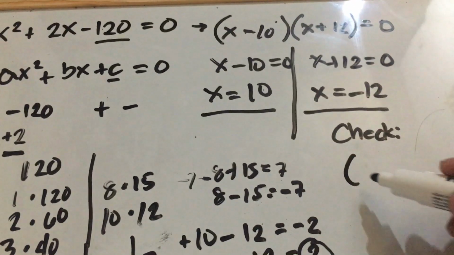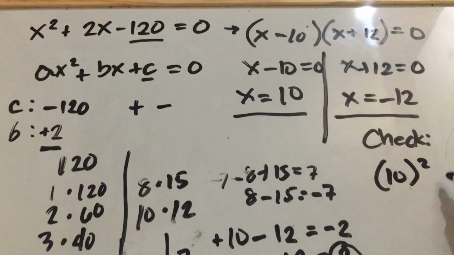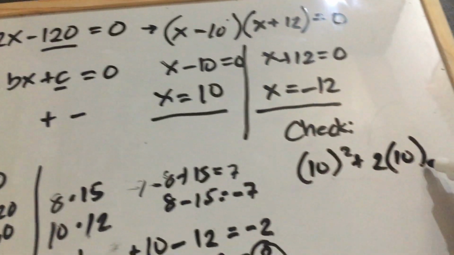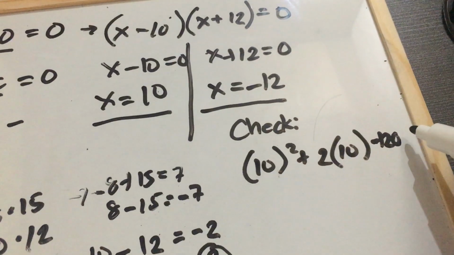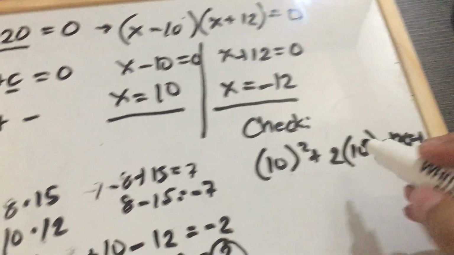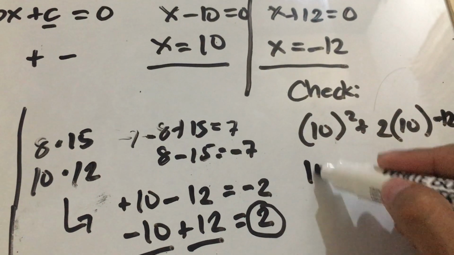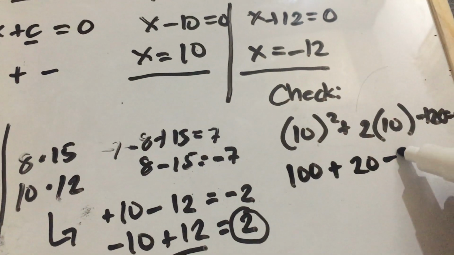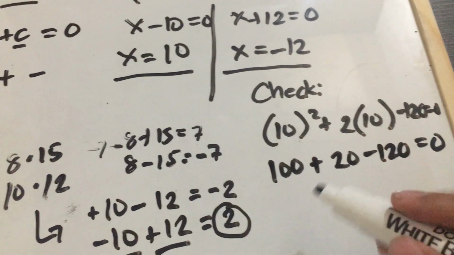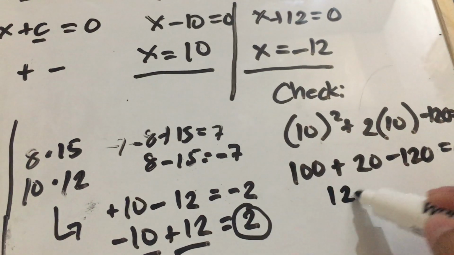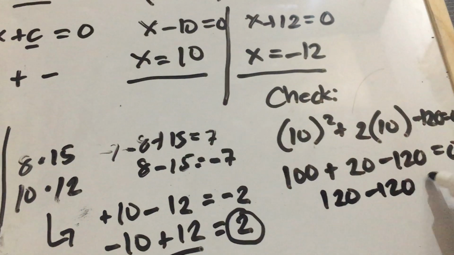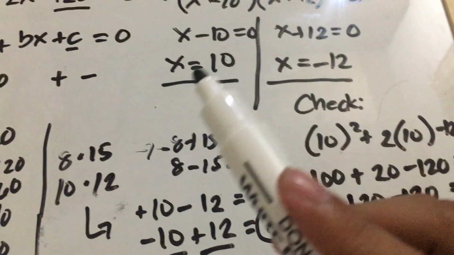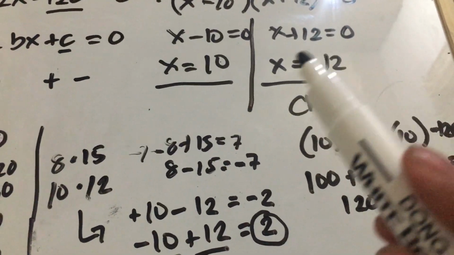Okay, so from x squared, so that is 10 squared plus 2x, so ang x na to kay 10, minus 120 equals to 0. Okay, sorry. So what is 10 squared? 10 squared is 100. 2 times 10, that is 20. Minus 120 equals 0. So therefore, 100 plus 20, that is 120, minus 120 equals to 0. So that is 0 equals 0. So therefore, our answer are correct. So kindly check also this one kung sakto ba.